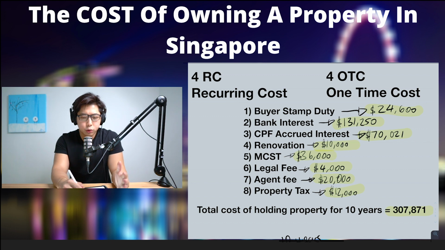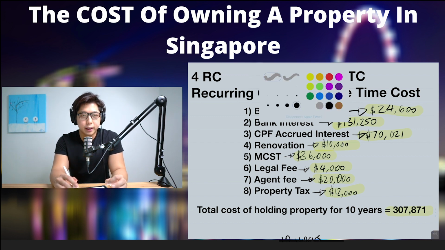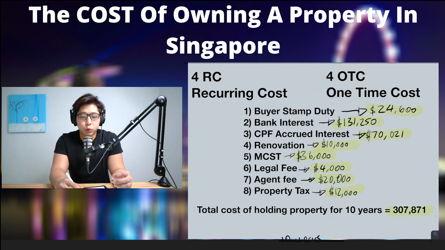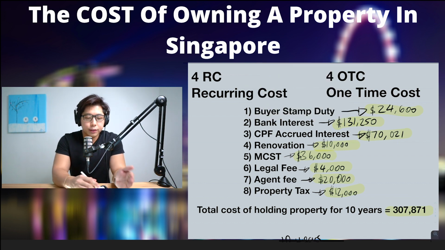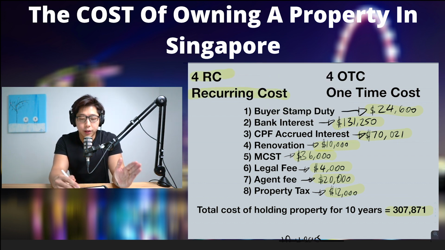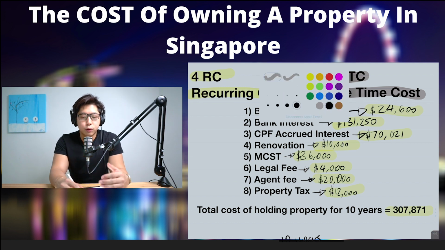Alright, so when it comes to breaking down the cost of owning the property, as I mentioned, there are 8 of them. You can actually look at it from 2 different angles. One of them is the recurring cost. The other one is what we call one-time cost. So on the left side of the screen, RC stands for recurring costs, and on the right side, I'm going to highlight it in black. It basically represents the one-time cost that you pay just to hold on to this property, right? So the terms are pretty self-explanatory.